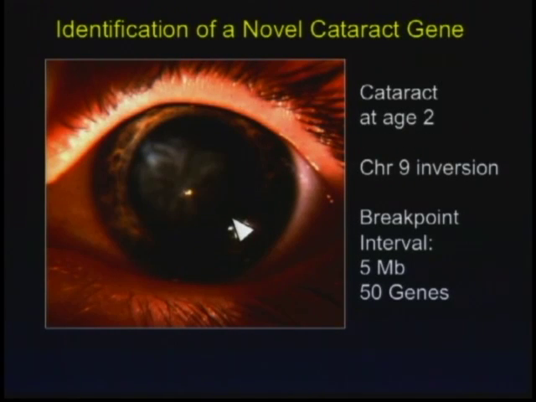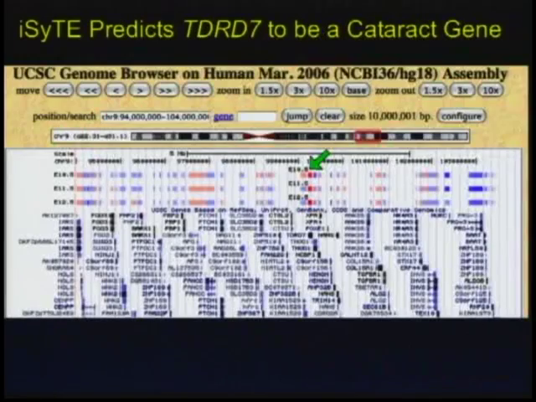So as part of DGAP, we recruited a young male who at age 2 had developed bilateral, severe cataracts, as can be seen in this picture right here. Where the breakpoint was located on chromosome 9, there was an inversion, and it was a 5 MB interval with 50 candidate genes in that interval. So it was a perfect setting to really ask the question whether iSyTE would be able to predict a new gene for us in this particular patient. And indeed, iSyTE predicted that a gene called Tdrd7 was the most likely candidate in this particular interval of 50 genes.